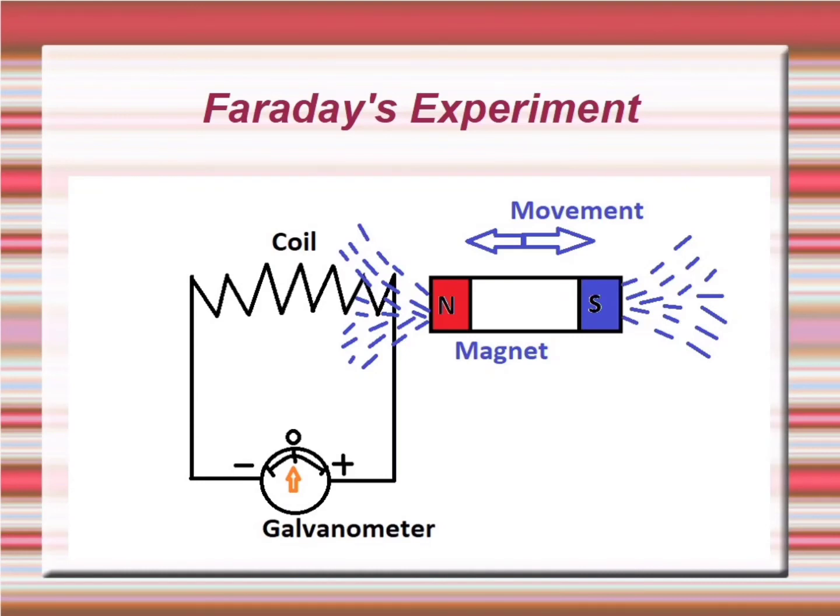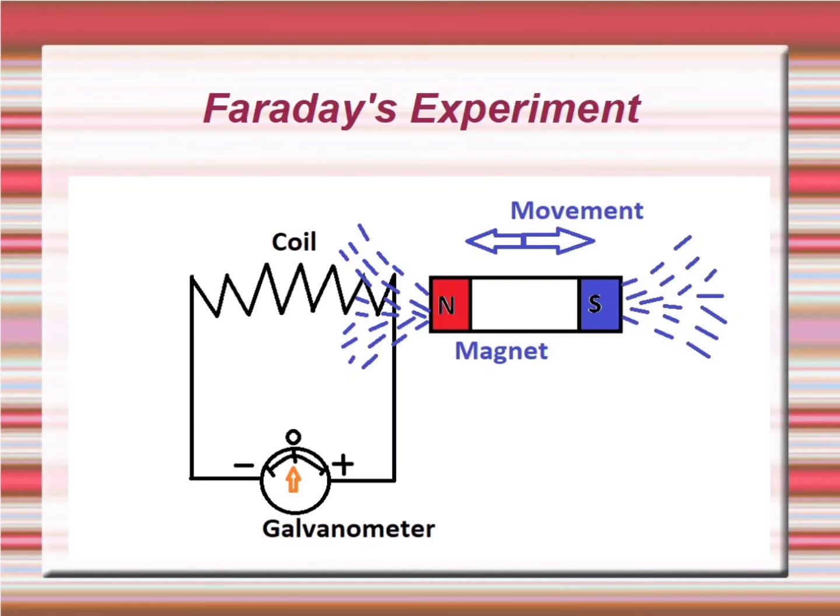When the magnet is moved towards the coil, the needle of the galvanometer deflects in one direction. When the magnet is held stationary at that position, the needle of the galvanometer returns to the zero position. Now when the magnet moves away from the coil, there is some deflection in the needle but in the opposite direction, and again when the magnet becomes stationary with respect to the coil, the needle returns to the zero position.